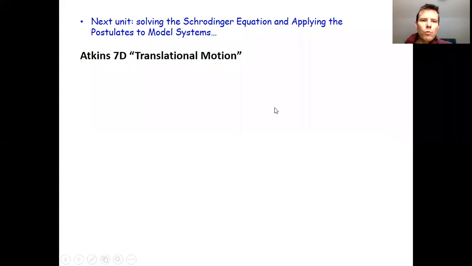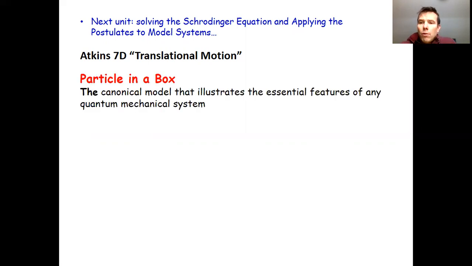Okay, hi everyone. We are moving on to the next unit in the course. And what I would say this is solving the Schrodinger equation and applying the postulates of quantum mechanics to model systems. Atkins calls this translational motion, sort of the first model system. I think more generally, I would refer to this as particle in a box, right? That's what we're talking about.